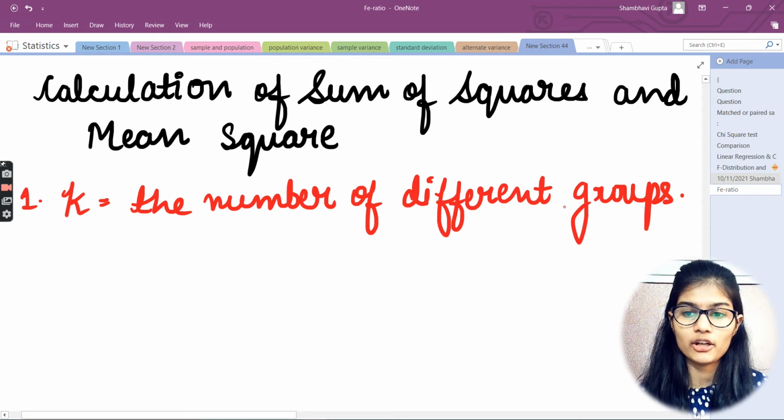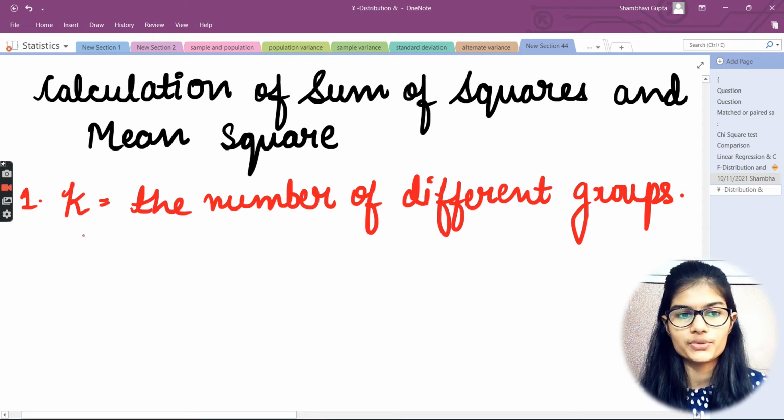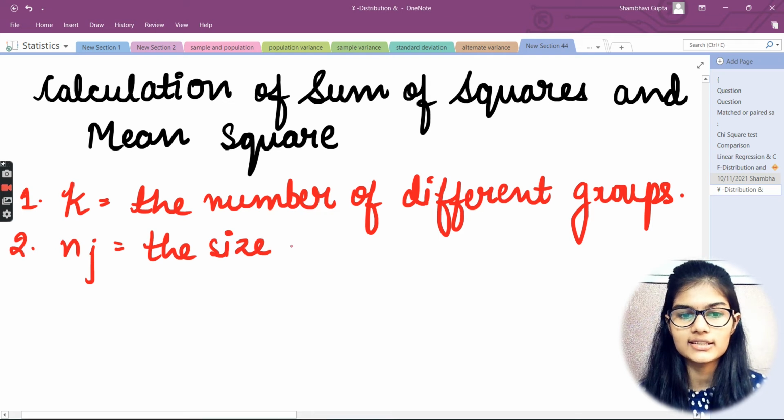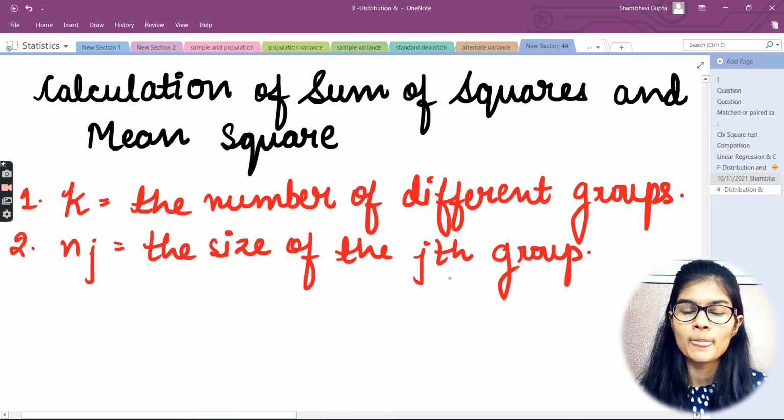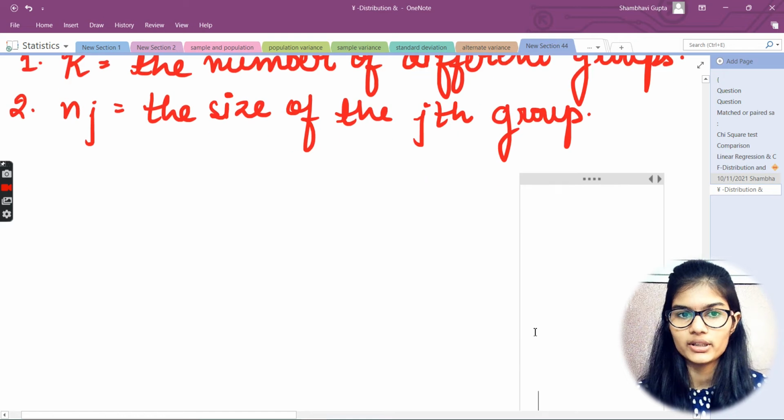So k is basically one of the terms that we are having, and it is the number of different groups, right? Now moving towards the next point, we are having n of j here. Okay, what is that? It is the size of the jth group. So whenever you see a notation written like n with subscript j, you could understand that this is the size of the jth group, right?